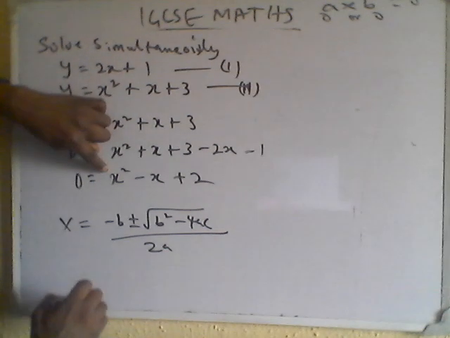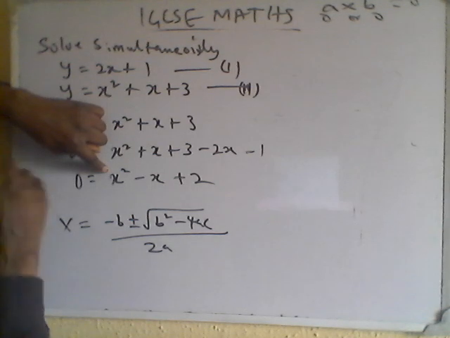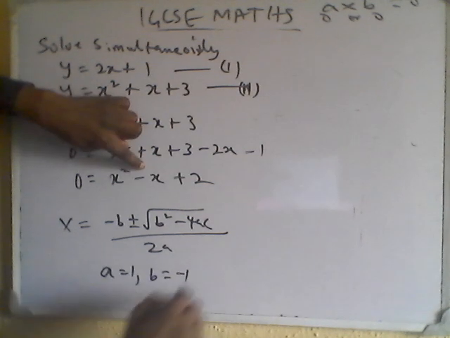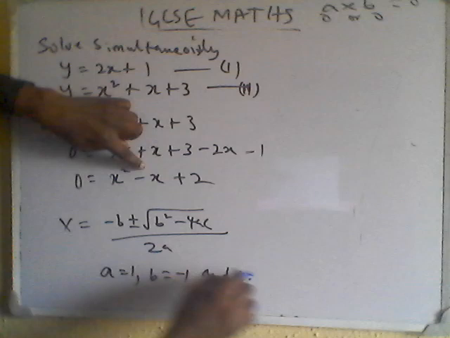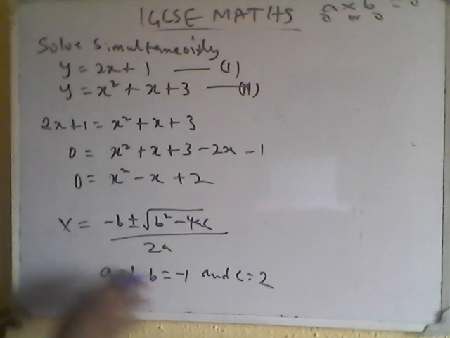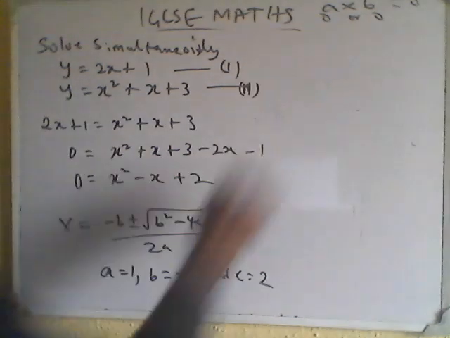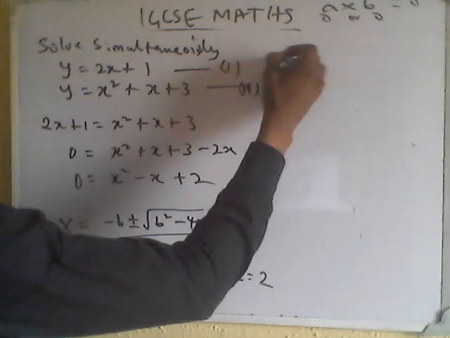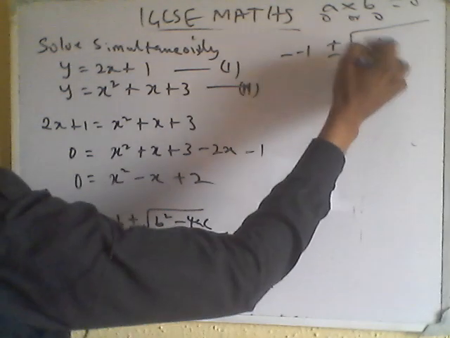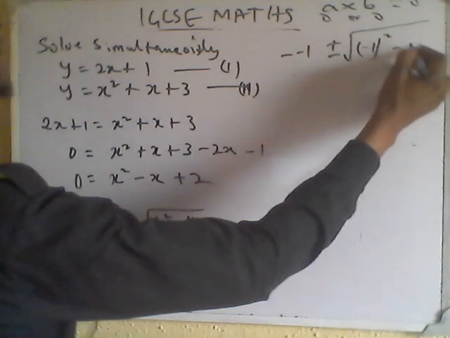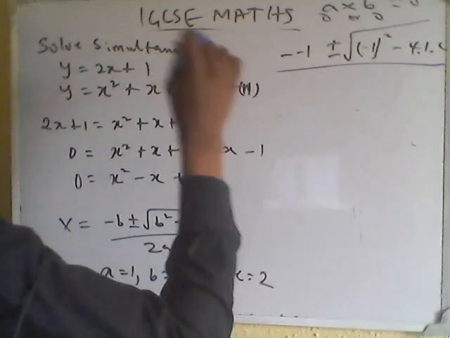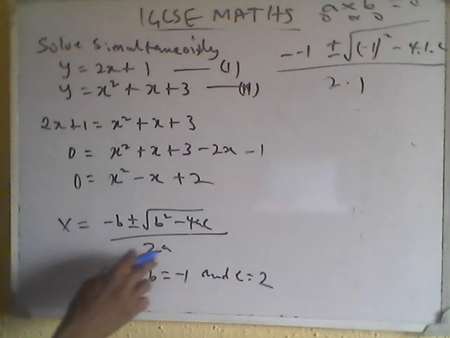A is the coefficient of s squared. So a is equal to 1, b is equal to minus 1, and c is equal to 2. So I'm going to put them in this equation. B is minus 1, so minus 1, plus or minus square root of b squared, which is minus 1 all squared, minus 4 dot a dot c, all over 2 dot a. That's 2 dot a, a is 1 under here.